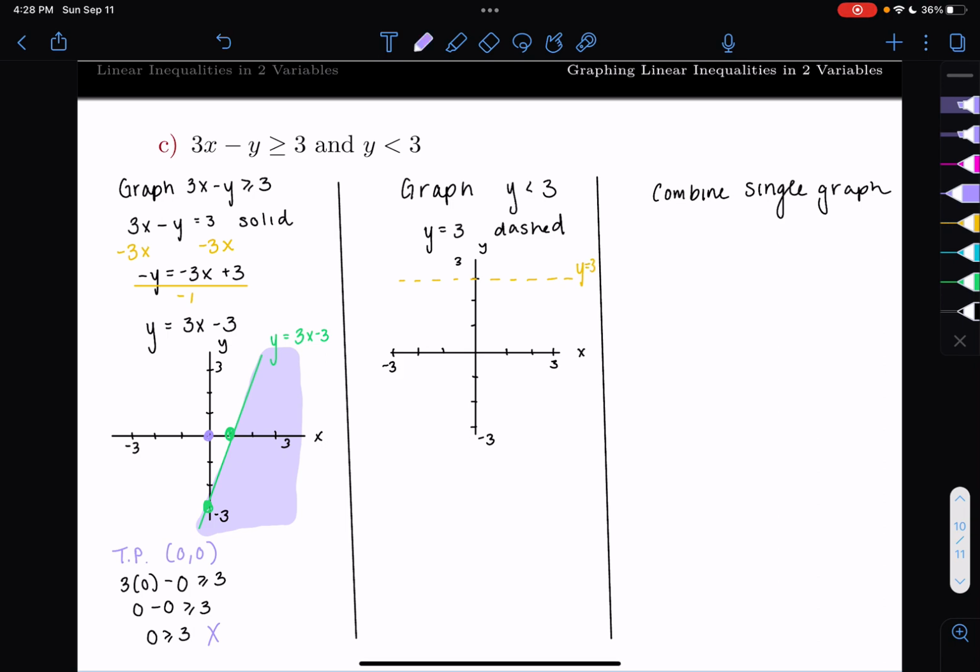And I'm going to pick exactly the same test point. Might as well. We'll pick 0, 0. Go back and label this one. If we plug that in, we get 0 is less than 3. And that does indeed work. So that means everything on this side works.